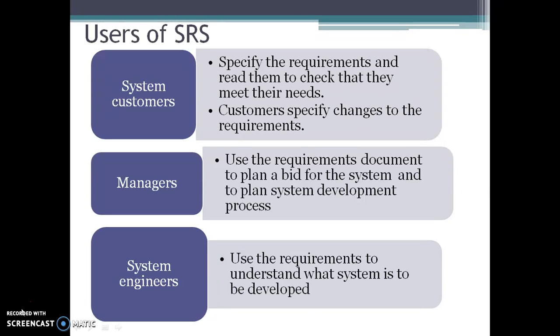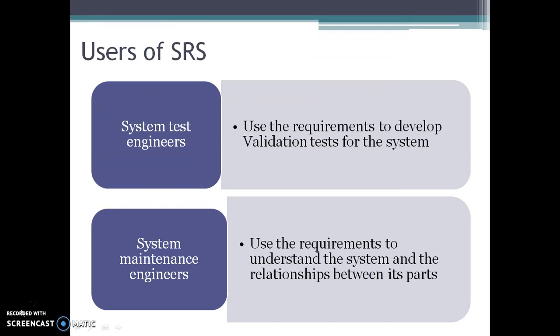Third are system engineers. They use the requirements to understand what system is to be developed. Fourth users are system test engineers. They use the requirements to develop validation tests for the system. Fifth users are system maintenance engineers. They use the requirements to understand the system and the relationships between its parts.